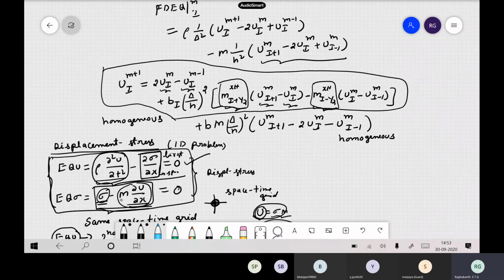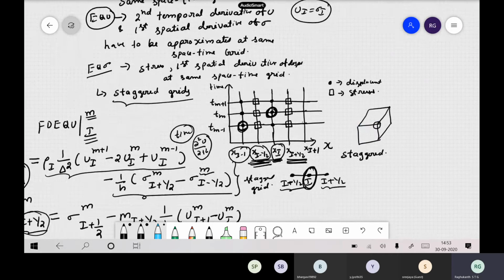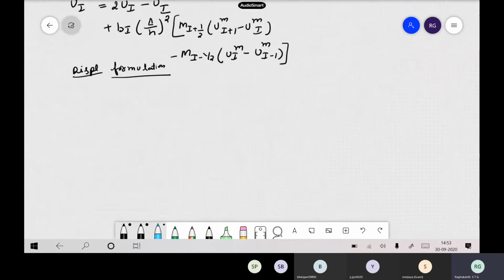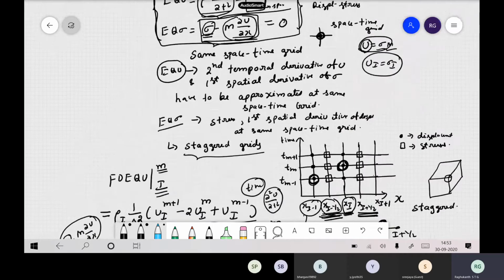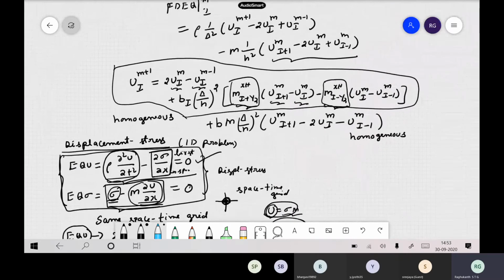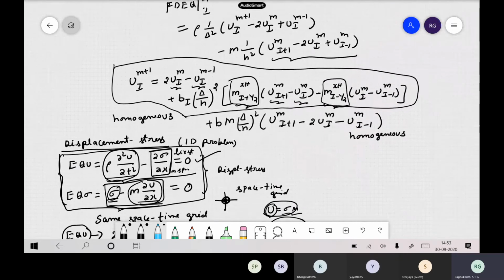If you substitute sigma is equal to m dou u by dou x here, you will get the first equation itself. So you see this equation and this equation, whether both of them are same or different. Both of them look similar right now. The only problem here is you are having m I plus half, m I minus half kind of a thing. Whereas here also you have I plus half. Okay, this also is same.